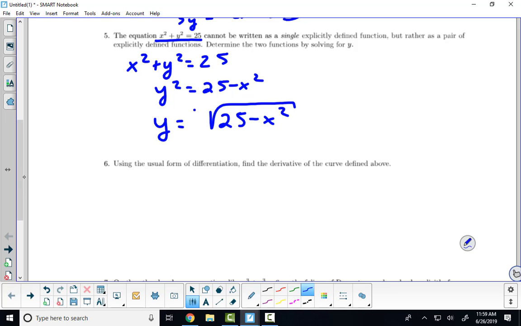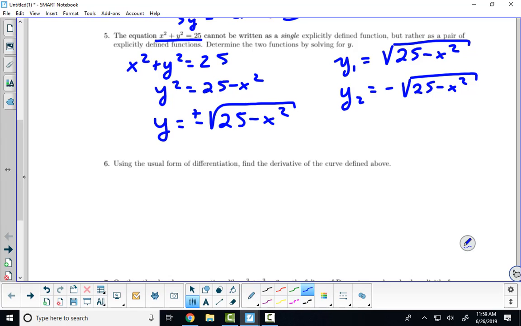We have to have that plus or minus there. And for that reason, we're not taking the square root of both sides; we're applying the square root method. So what are our two functions? Our first function is y1 equals the square root of 25 minus x squared. And our second function is y2 equals negative square root of 25 minus x squared.